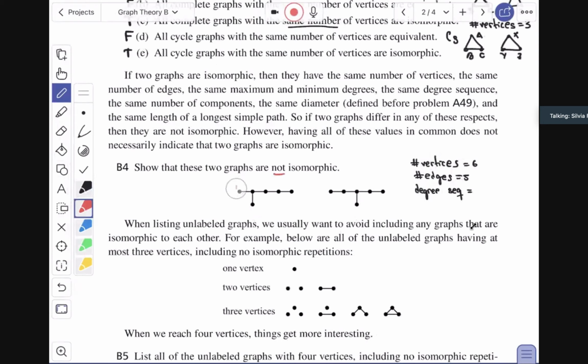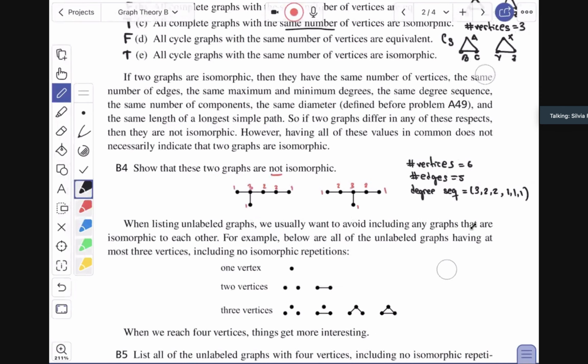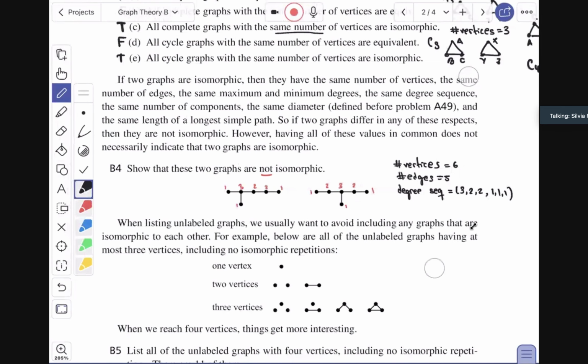Let's see. This is 1, 1, 1, 2, 2, 3. They have the same degree sequence. 2, 2, 2. 1, 1, 1. Same degree sequence. So if one of those happens to be different, you say they're not isomorphic. But if they are the same, no conclusion. You need to keep looking for something else.